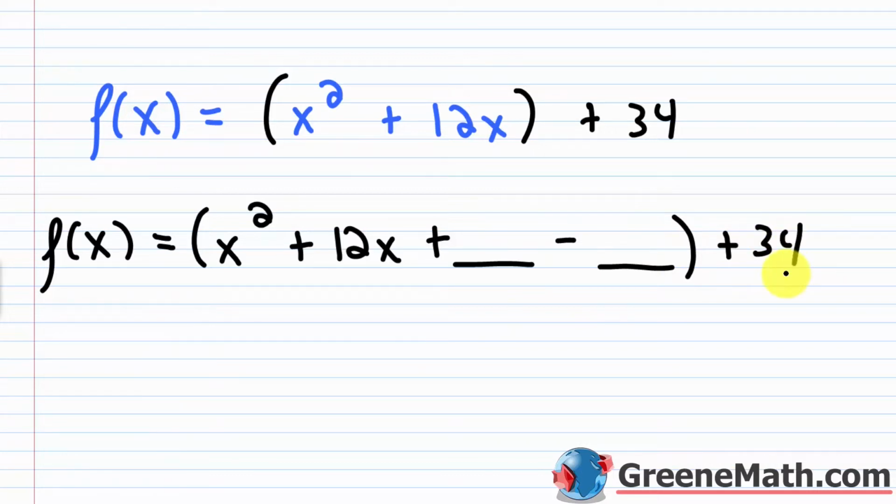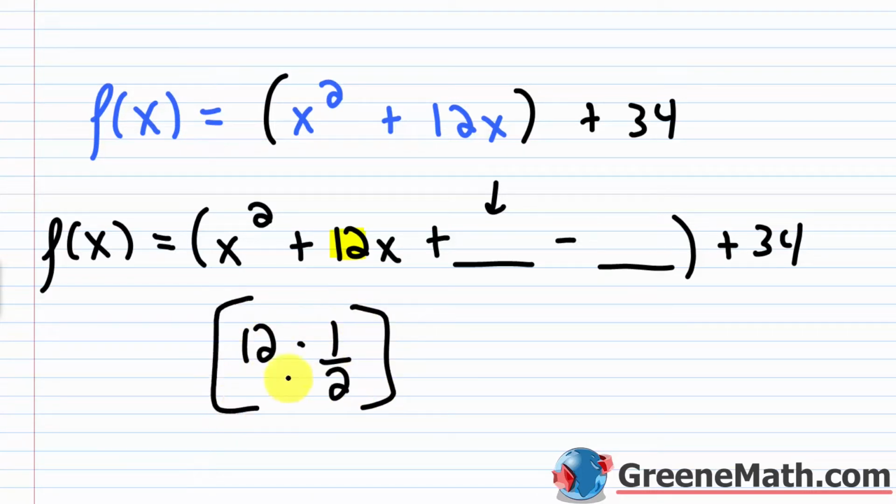Do you remember how to get this missing term right here? Remember, you take the variable that's raised to the first power, and you take the coefficient of that variable. In this case, it's 12, right? You cut it in half, meaning you multiply by half, and you square it. So 12, if I cut that in half, that's 6. 12 times 1/2 is 6. If I squared that, I would get what? I would get 36.